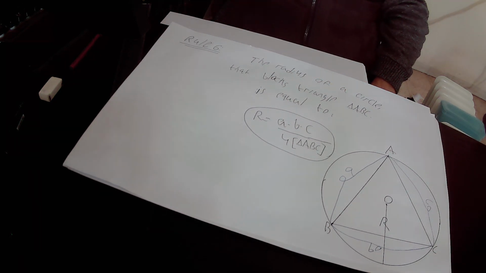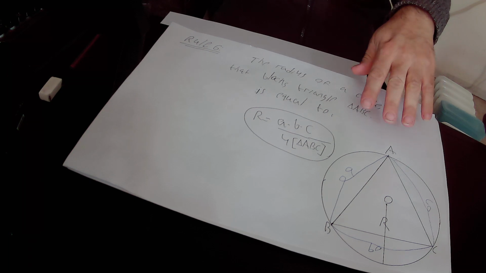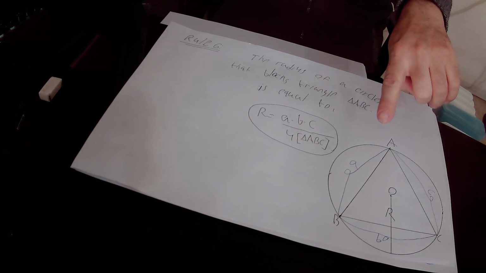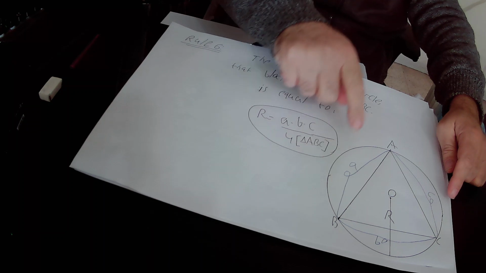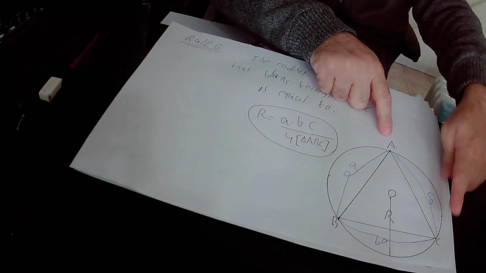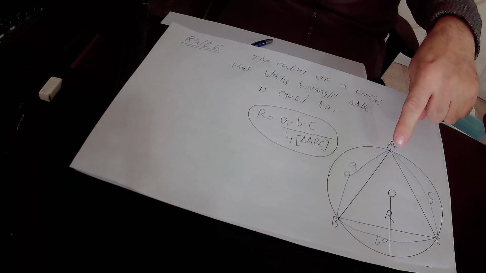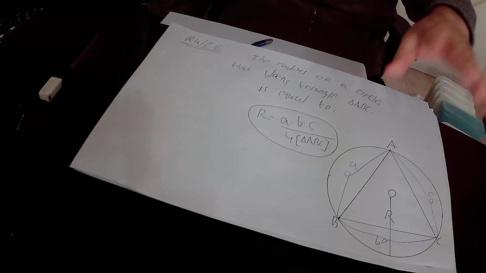Rule number 6. According to this rule number 6, the radius of a circle that blocks triangle ABC, capital R, is equal to A times B times C over 4 times the area of this triangle ABC. Here, side AB equals A units inside, side BC equals B units inside, side AC of this triangle ABC equals C units inside. So A times B times C is the multiplication of the side lengths of this triangle ABC by each other, over 4 times the area of this triangle ABC.